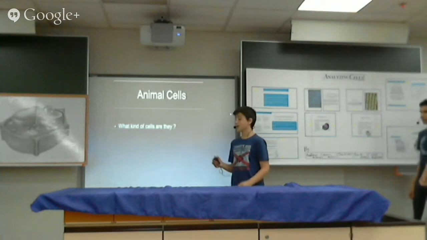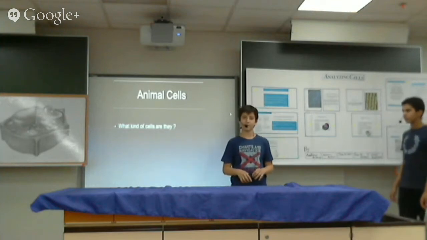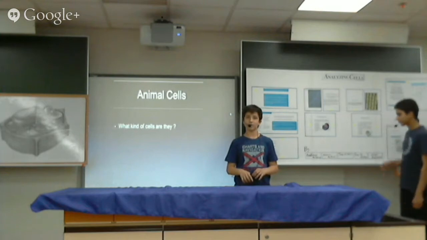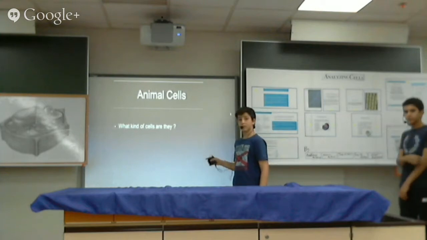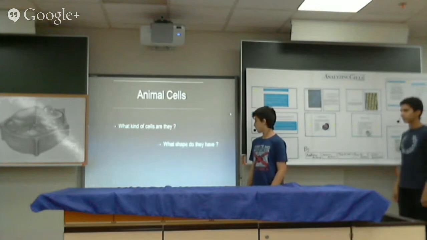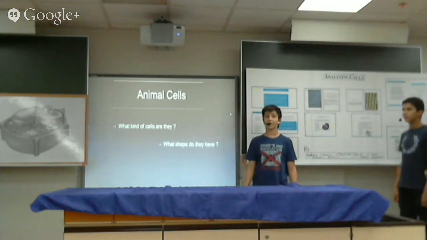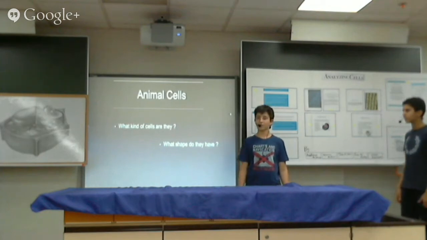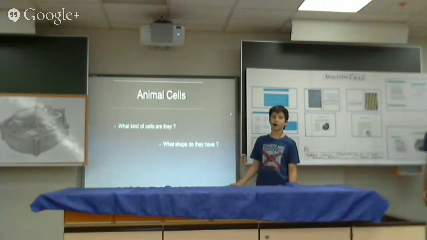What kind of cells are they? They are eukaryotic cells, such as plant cells. They consist of organelles that help on the job. But what shape do they have? They have irregular shapes, not like plant cells. Plant cells have regular shapes that we're gonna discuss later.